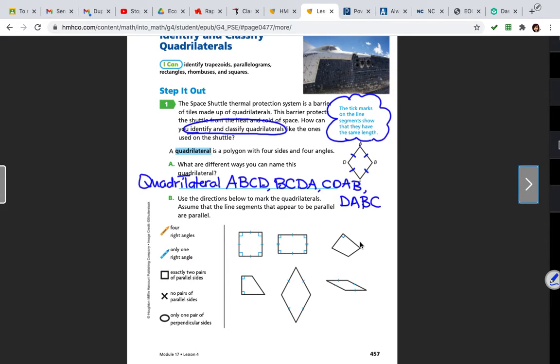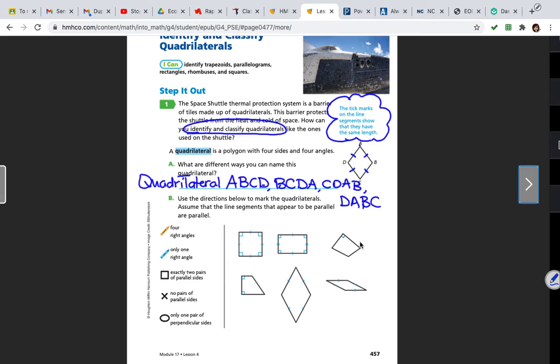And you could reverse, you could go out of order, it doesn't matter. So there's several ways you could name the quadrilateral. We could go backwards and do A, D, C, B. We could do D, C, B, A, and so on. So there's a few different ways we can name this.